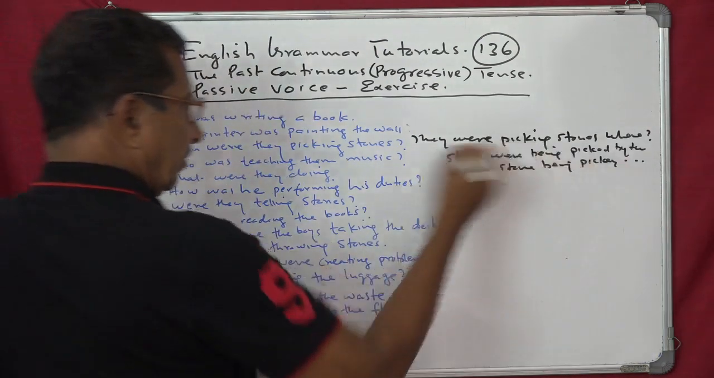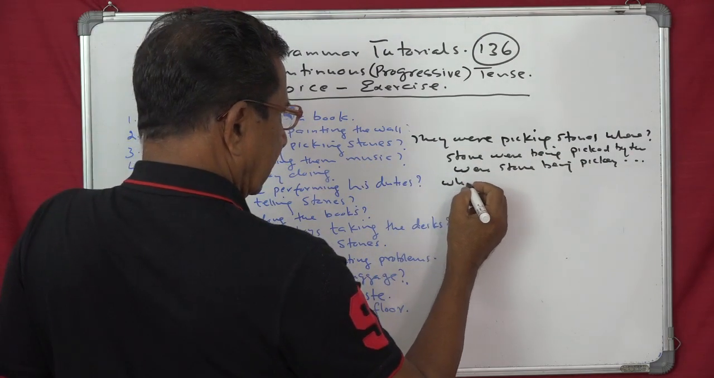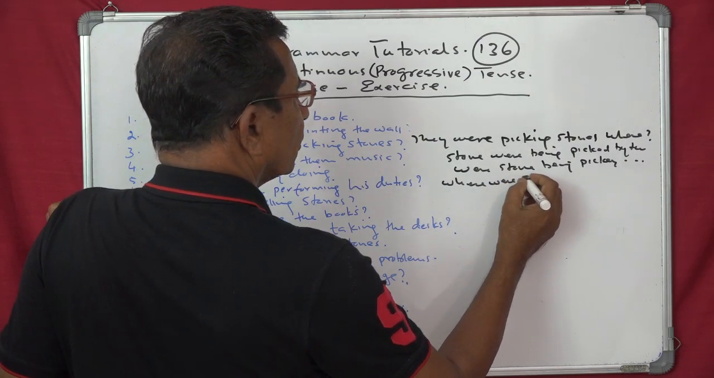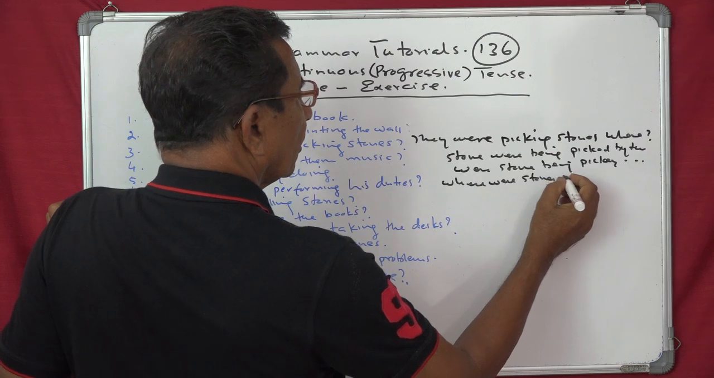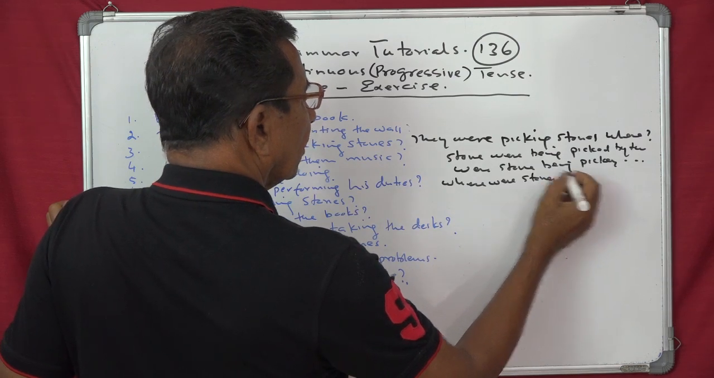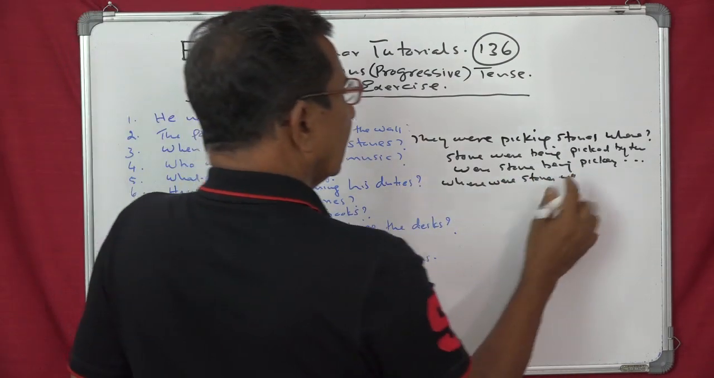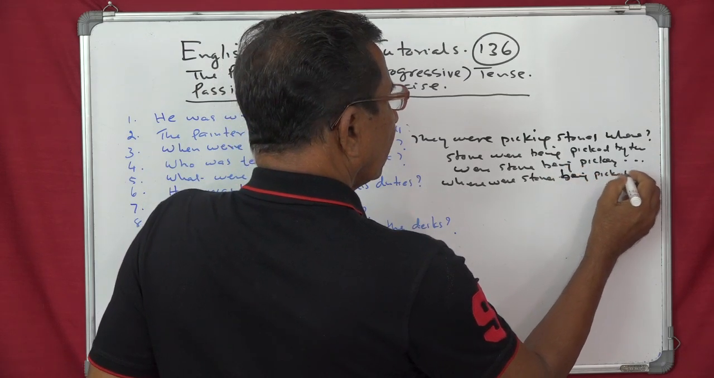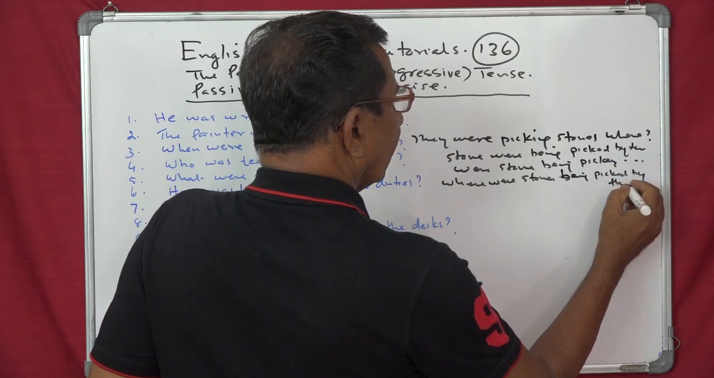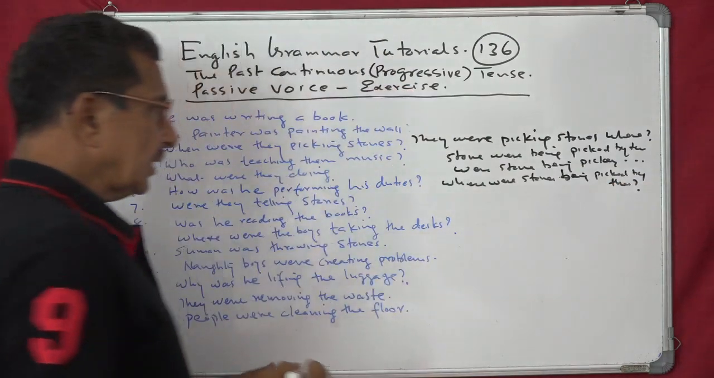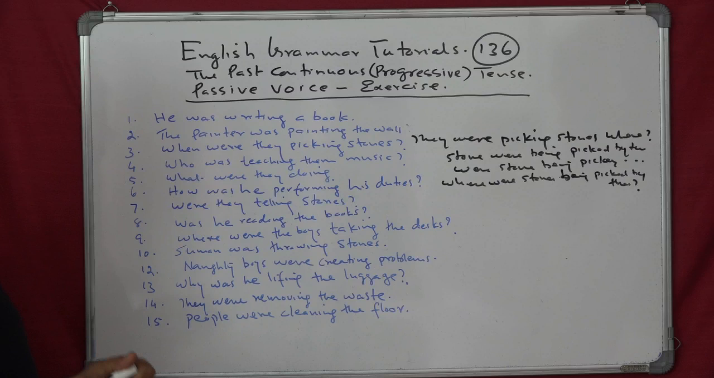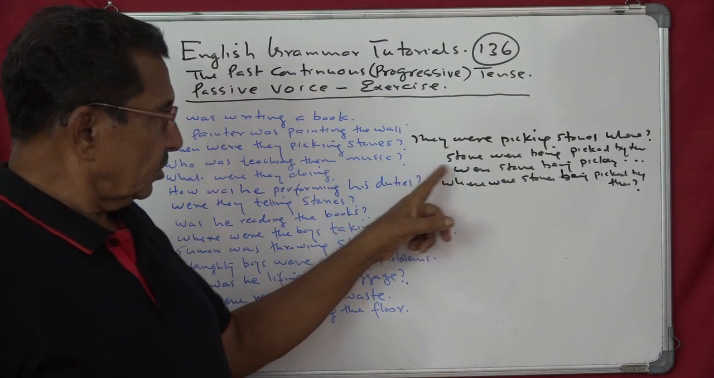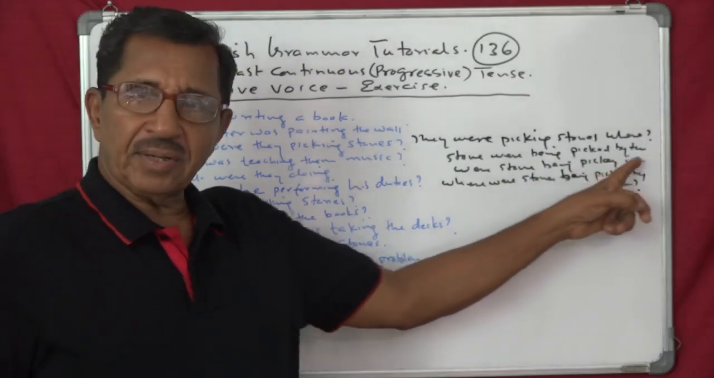Now bring the question word here. Where were stones being picked by them? Question. So these are the steps. As you can see, they were picking stones where, stones were being picked by them.